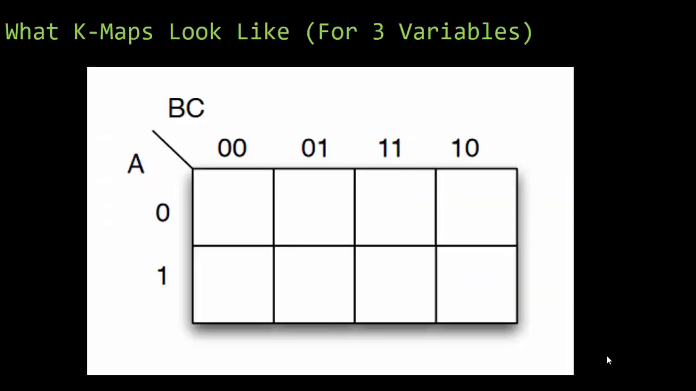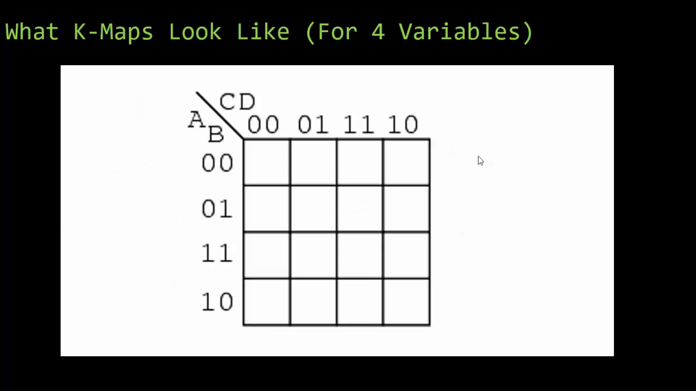So this is what a K-map looks like. Now this is for three variables. We have three variables, A, B, and C. A has two possible inputs, 0 and 1. For B, C, there are four possible inputs: where both B and C are 0, where B is 0 and C is 1, where B and C are both 1, or where B is 1 and C is 0. That's for three variables. We'll be going over how to use this.